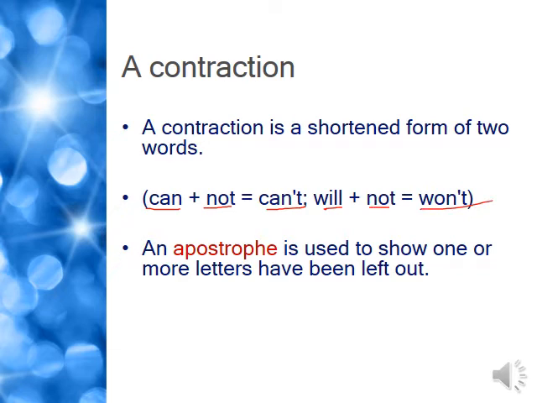An apostrophe is used to show one or more letters have been left out. Like here, for example, the N. Of course, this is a special word, so let's look at here. The N and the O and N have been replaced by this apostrophe. Okay. Also, the same here. Some letters have been deleted or left out, and will not, won't. This is a special form.